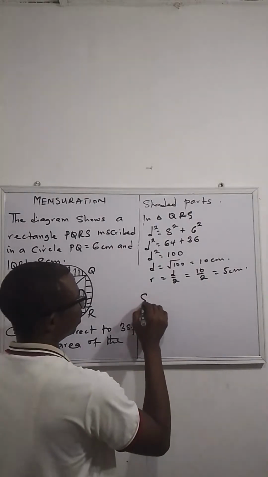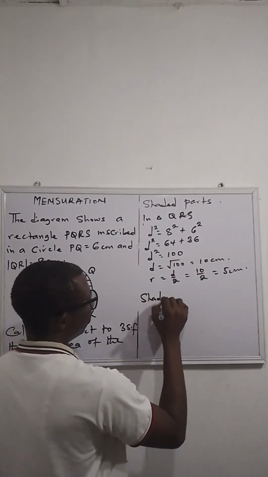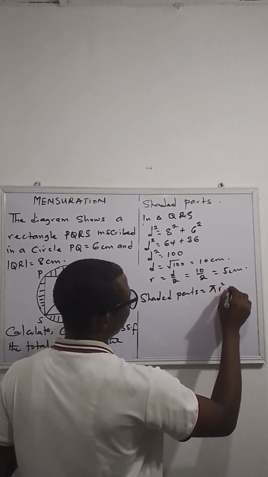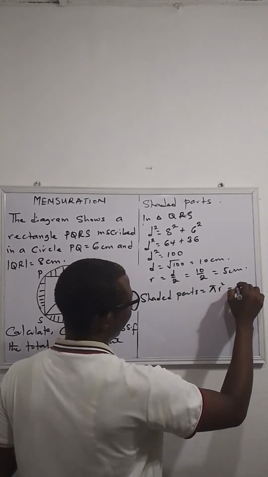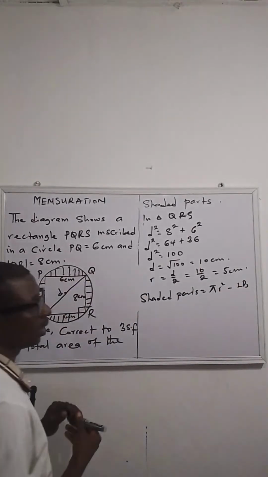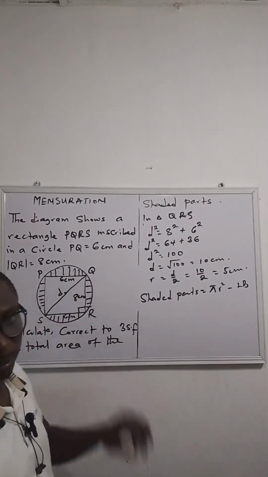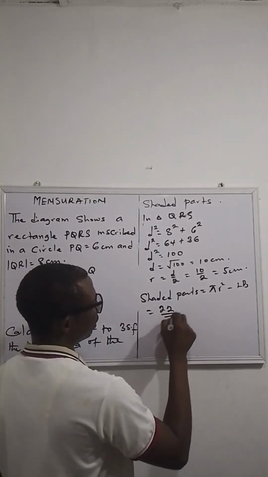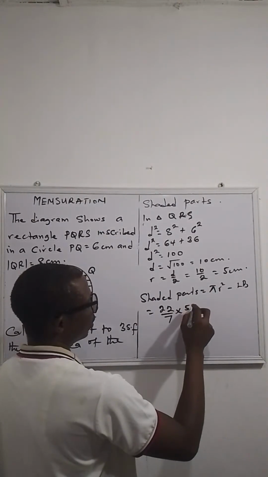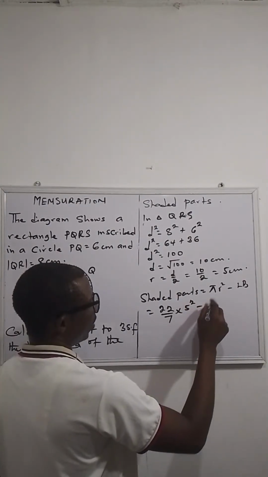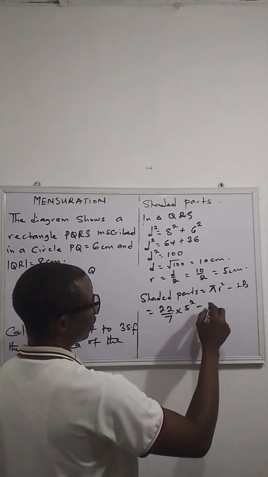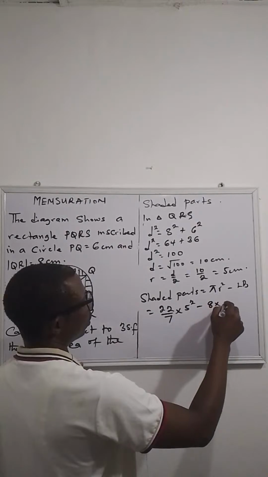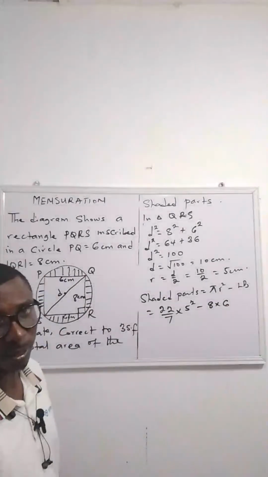So the shaded parts is pi r squared minus length times breadth. Okay, area of the circle minus area of the rectangle. And that gives us 22 over 7 times r, which is 5, squared, minus length times breadth. What is the length? Length is 16, is what? 8, and the breadth is what? 6. Can you see that?